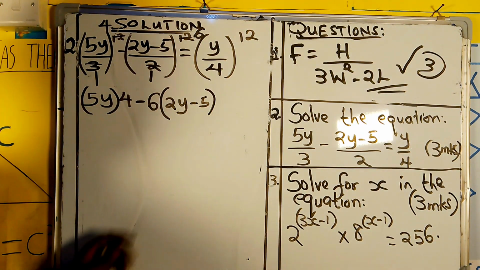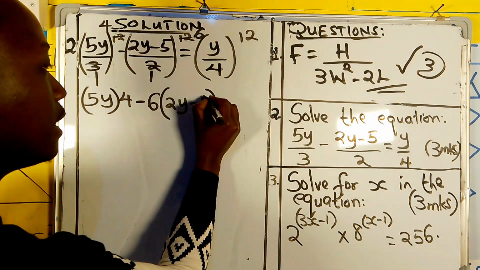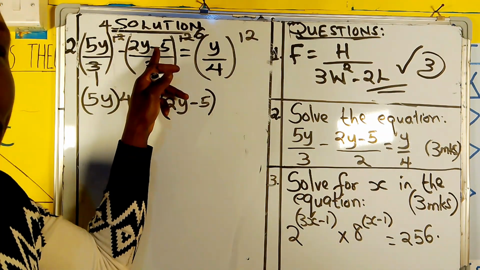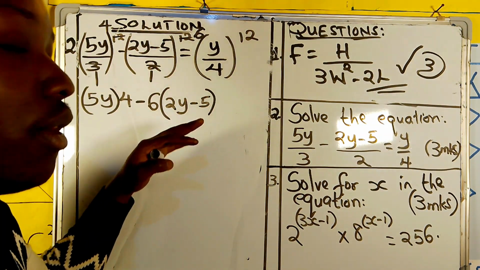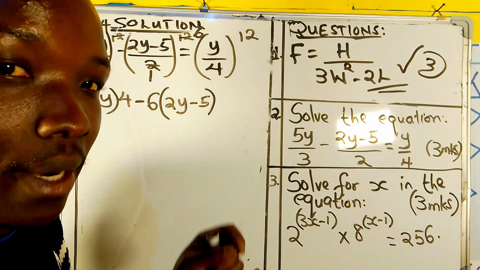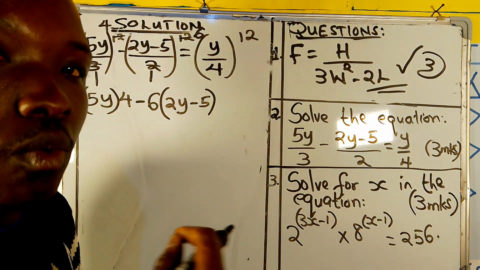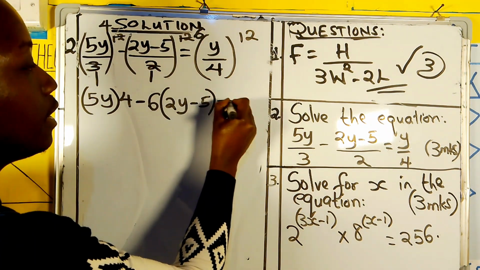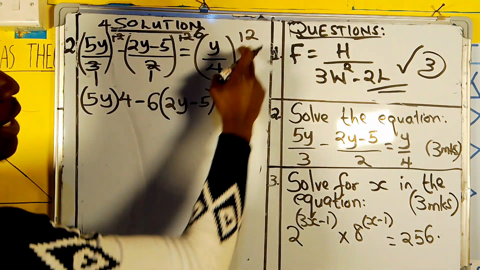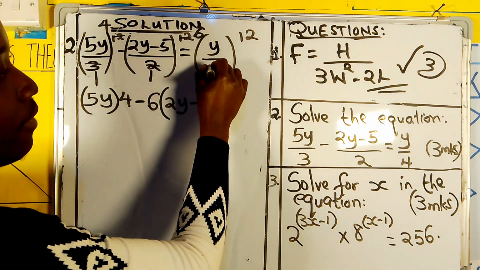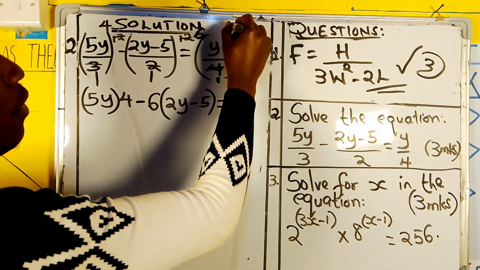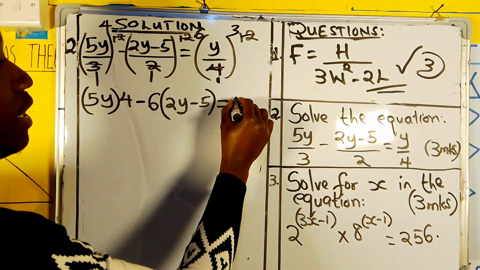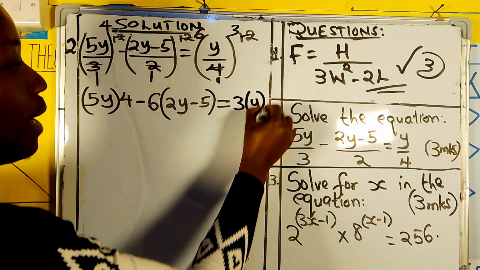Why are we multiplying this within brackets? It is because this one is a compound number, and a compound number can only be multiplied within a bracket, so that we can multiply all the elements that are inside the bracket. Then y over 4 times 12. We will simplify by 4, 1 by 4, 3. So it will be 3 multiplied by y.